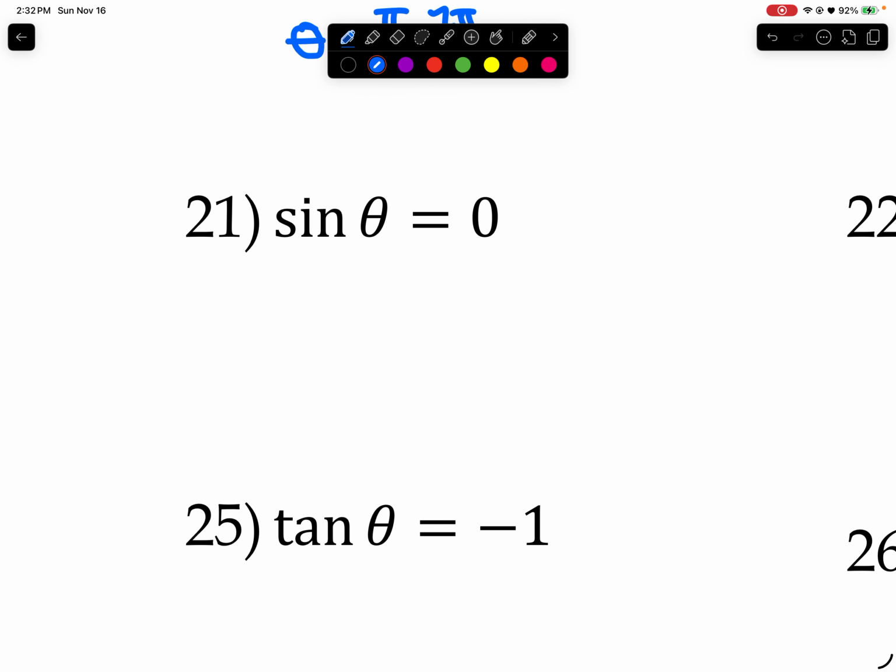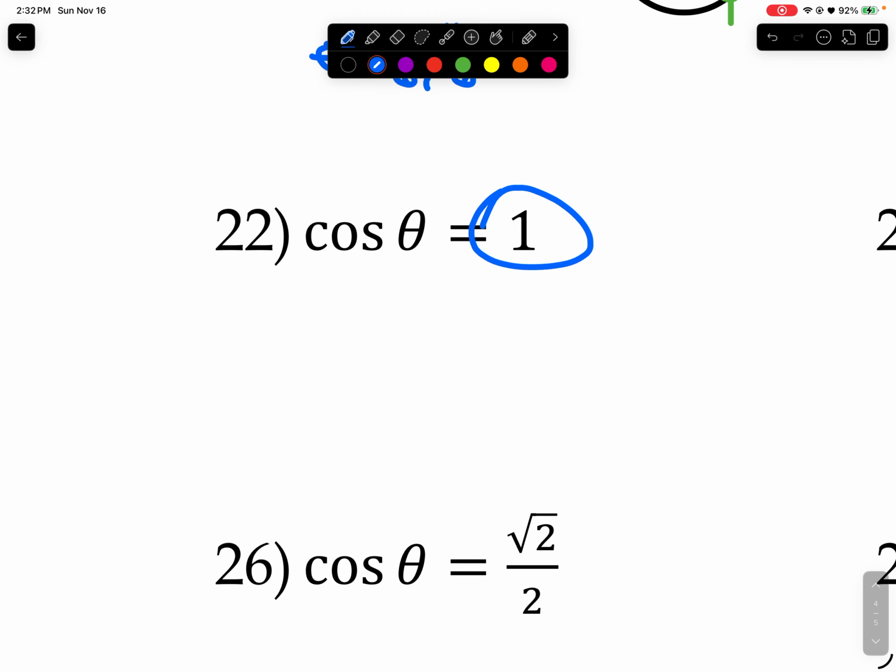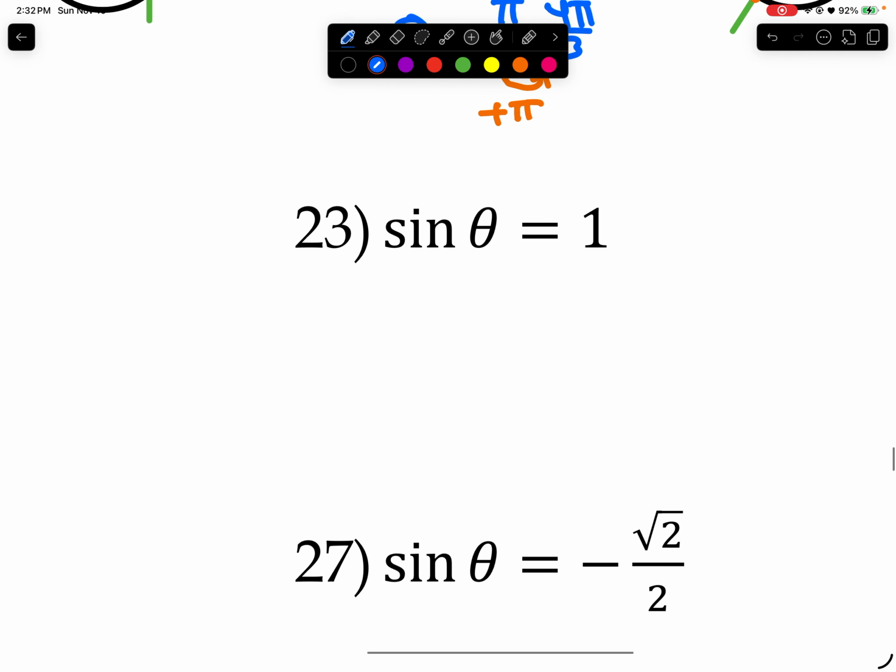Where is sine 0? So where is the vertical component 0? That's going to happen at 0 radians and pi radians. Where cosine is equal to only positive 1, that's only going to happen at 0. If I do cosine of pi, that's negative 1. So we just have one value in that case.